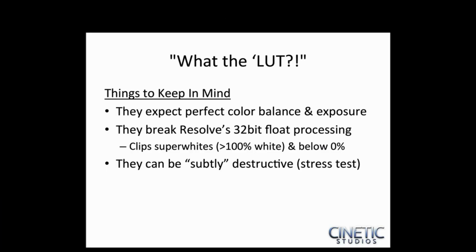They also break Resolve's 32-bit floating point, which is a huge feature of Resolve. Now, what that means for the non-technical people is that it clips everything above 100 and it clips everything below 0. So if, for instance, you have data that's above 100 IRE on your scopes, but you're not seeing it, if it was there and you apply a LUT, it's now gone. You're never getting that data back. And the same thing is true with the shadows. If there is data below 0, which is known as illegal values, if you're in Resolve and you're not using a LUT, you can actually use the controls to bring that data back. If you apply a LUT and it's below 0 or above 100, you have clipped that data completely.